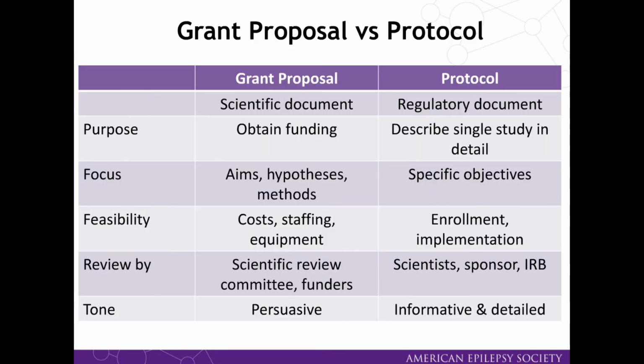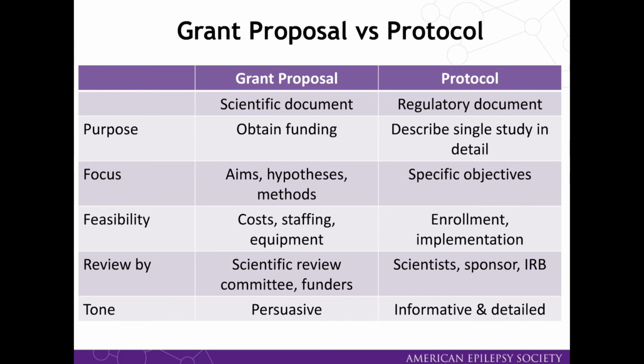So there are some differences between the protocol that you submit to the IRB and the grant proposal that you originally wrote to describe your research project and to obtain funding. The grant proposal is really a scientific document. The general purpose is to obtain funding, so this will go to an organization or philanthropy or a government organization who will approve the research and fund your research project.